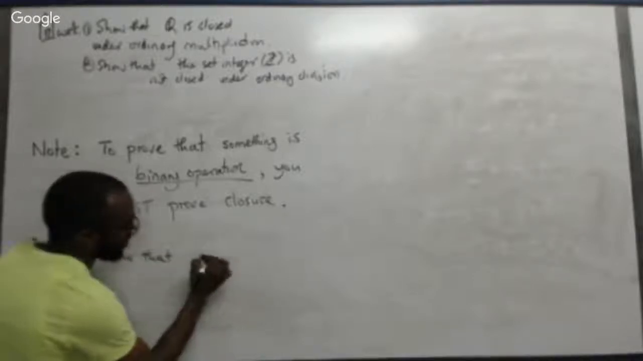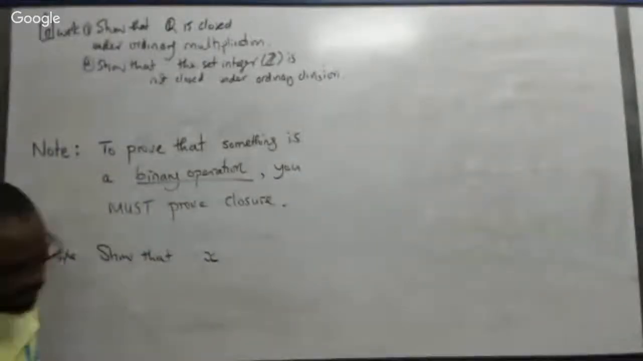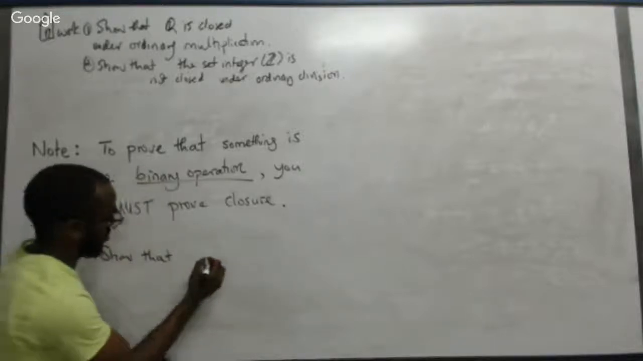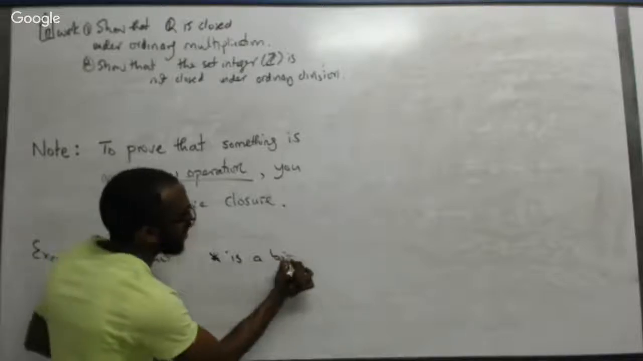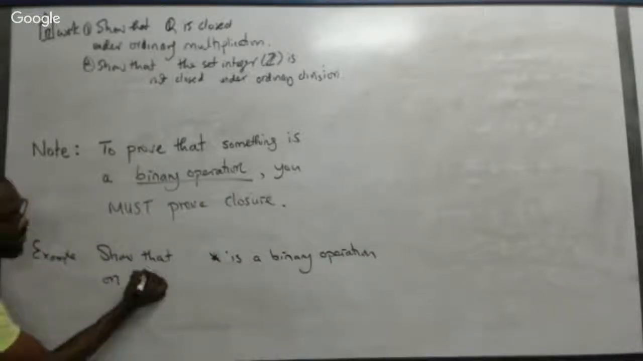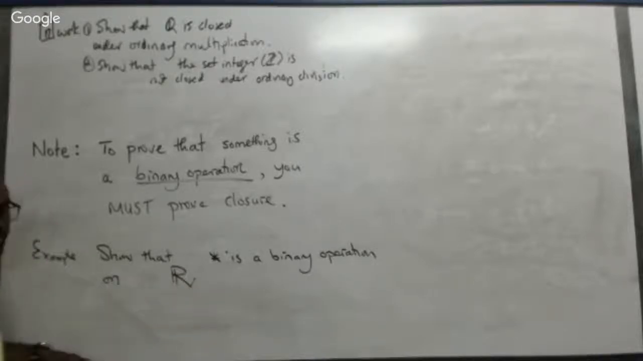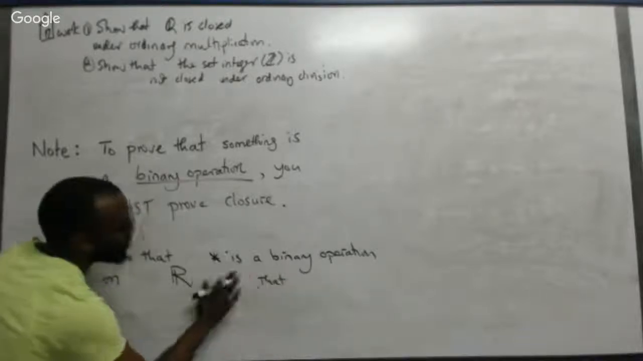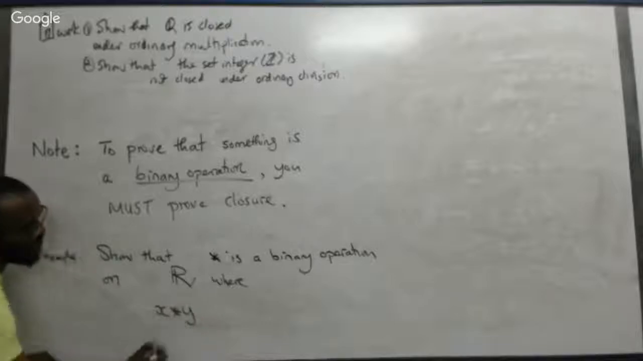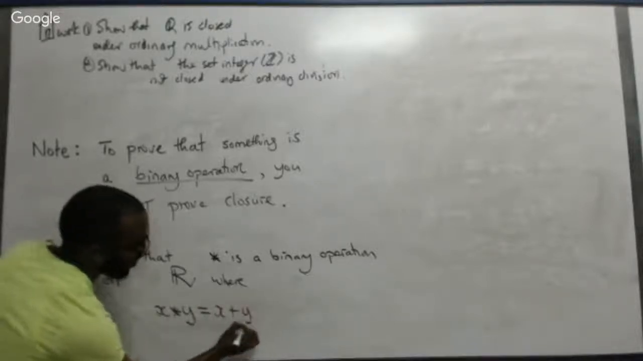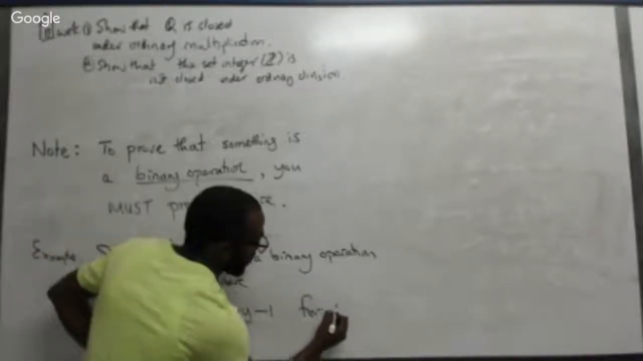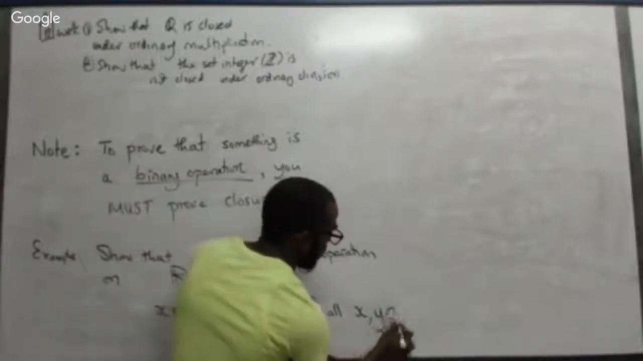Example. Show that asterisk is a binary operation on the set of reals, where X asterisk Y is equal to X plus Y minus 1, for all X and Y in the set of reals.